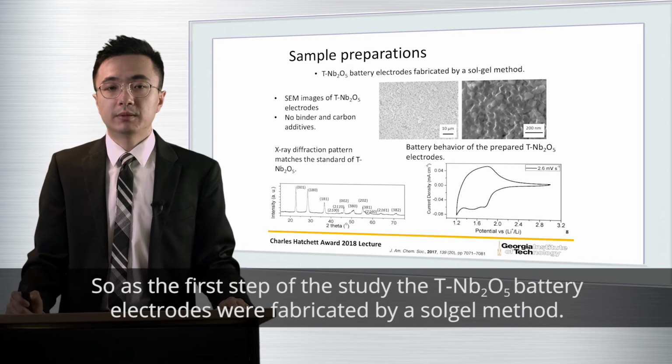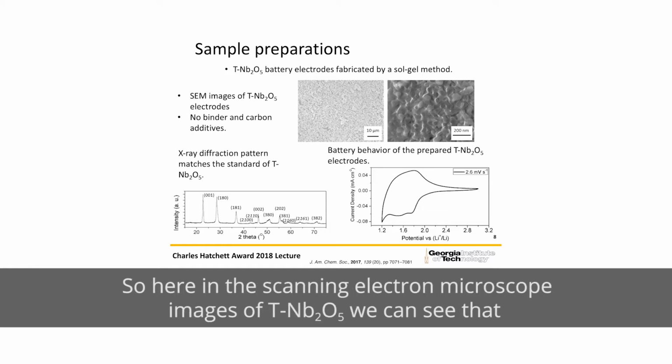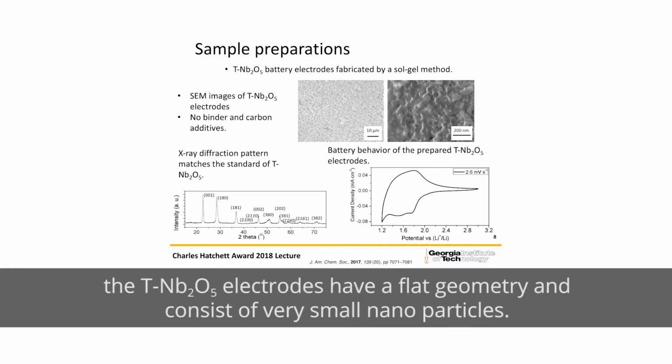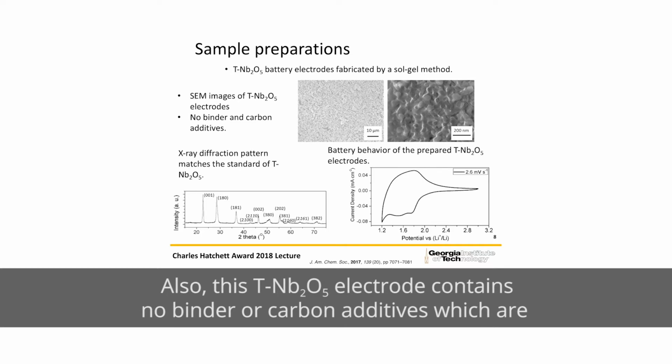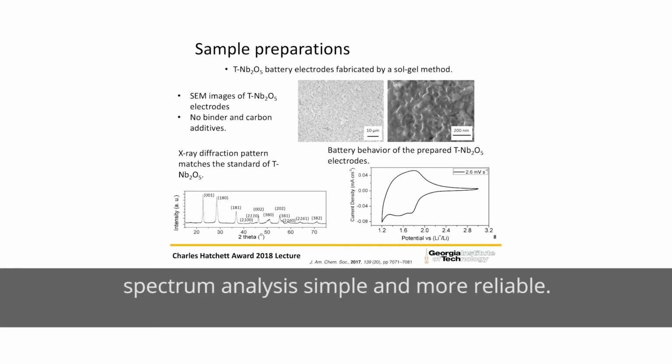So as the first step of the study, the T-niobium oxide battery electrodes were fabricated by a sol-gel method. Here in the scanning electron microscope images of T-niobium oxide, we can see that the electrodes have a flat geometry and consist of very small nanoparticles. Also, this electrode contains no binder and carbon additives, which are commonly found in normal lithium-ion battery electrodes, in order to make the Raman spectrum analysis simple and more reliable.